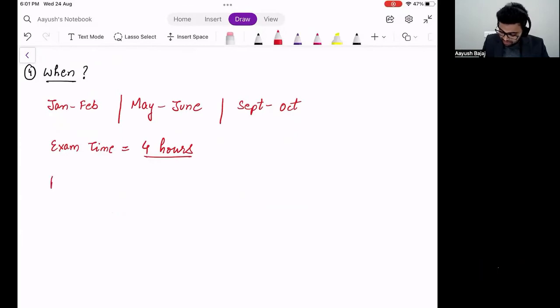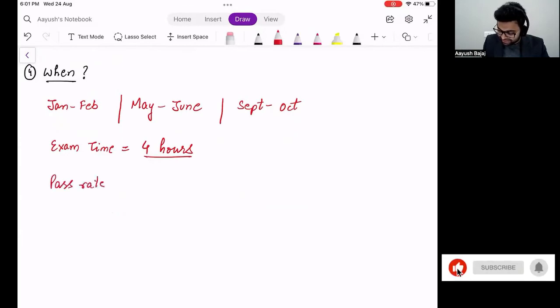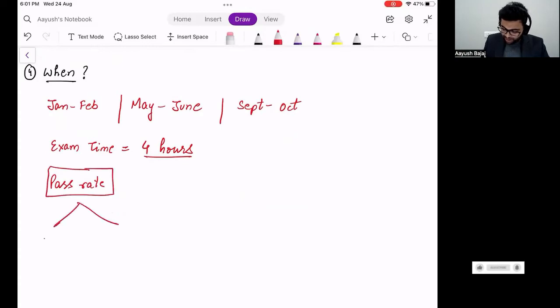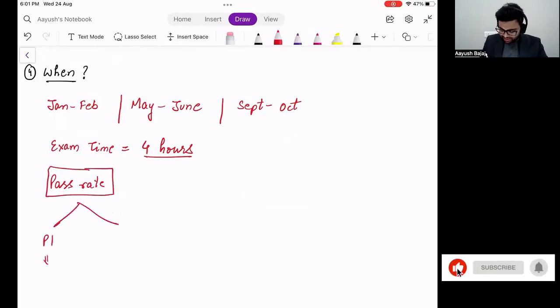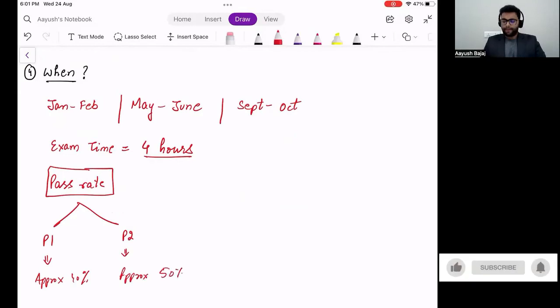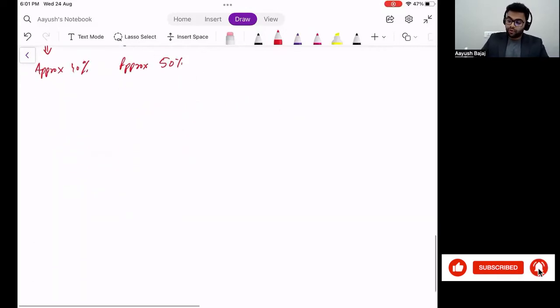Pass rate. Important question also that people ask. What is the pass rate? So pass rate for part one is somewhere approx 40%, and pass rate for part two is somewhere approx 50%. All right, so good enough pass rate, very good enough pass rate. You can easily complete this qualification and get that desired benefit. So that was number four.